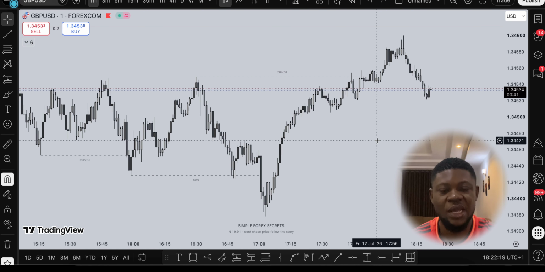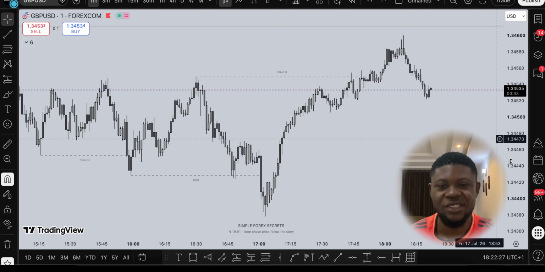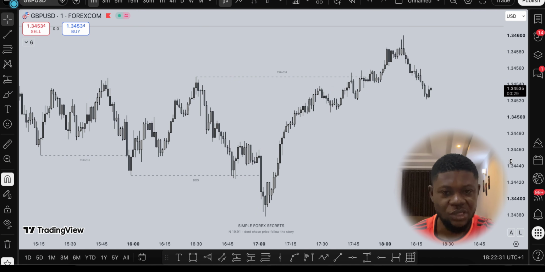Step 2, learn the basic language of Forex. You cannot trade what you do not understand. So before anything else, learn the language. What is a currency pair? What is a pip? What is leverage? And what is a lot size? These are the building blocks.